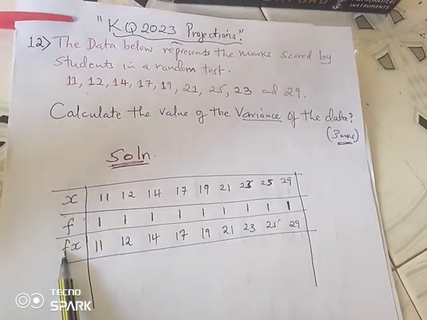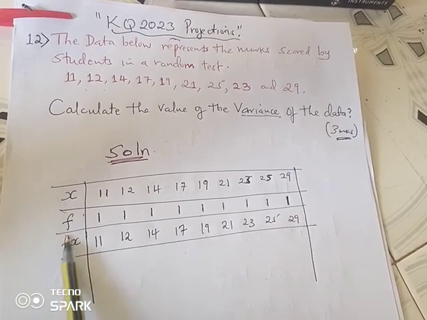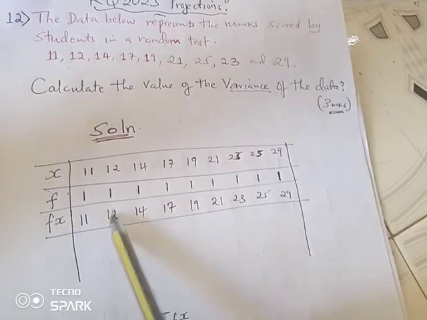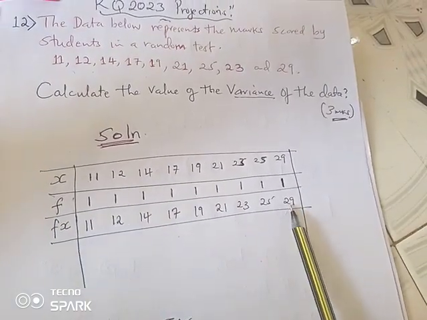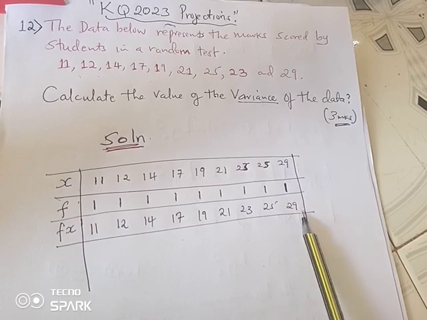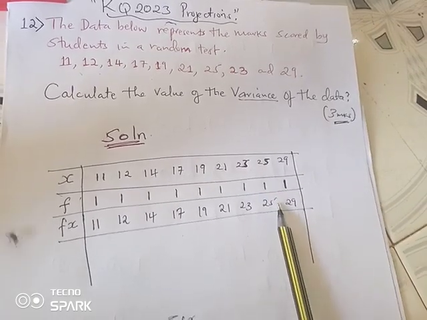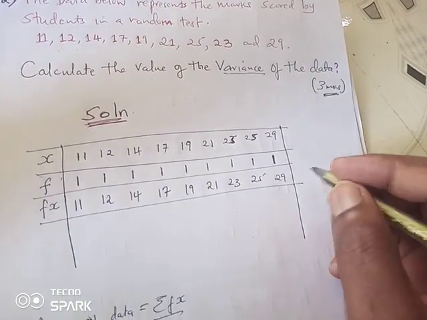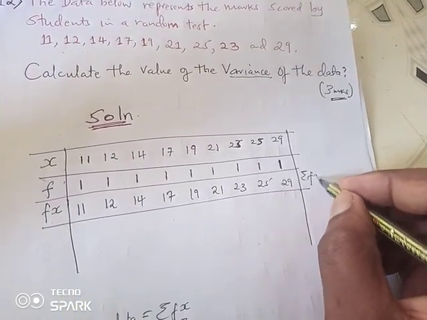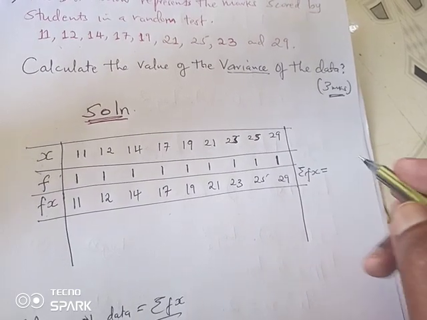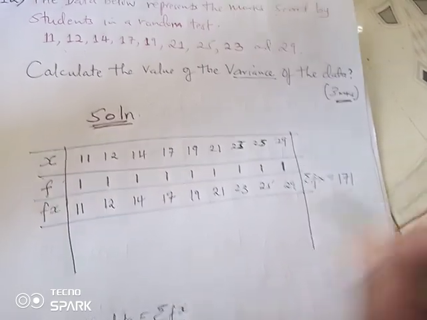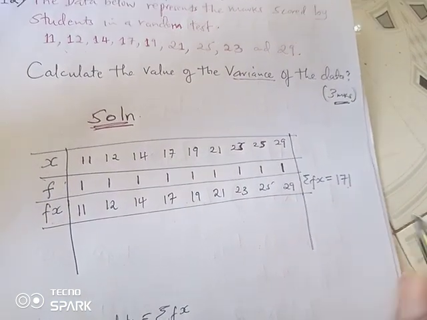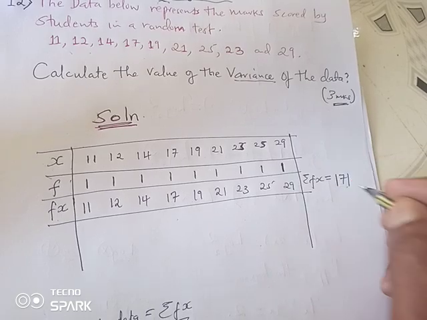Then we go to fx, that is f times x: 11 by 1, 12 by 1. All through, we shall have up to 29, because each number is multiplied by 1, so they don't change. Up to this stage, we can get the summation of fx, which is 171. If we add all this, we get 171 as the sum total.